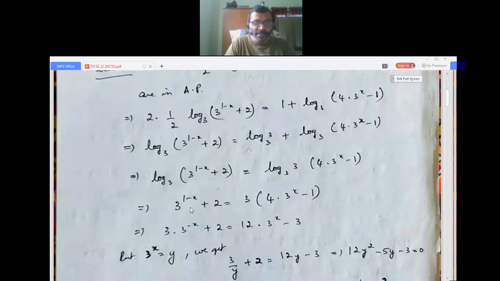So this can be written as, a power m plus n can be written as a power m into a power n, 3 into 3 power minus x plus 2 equals 4 into 3, 12 into 3 power x minus 3. Okay.